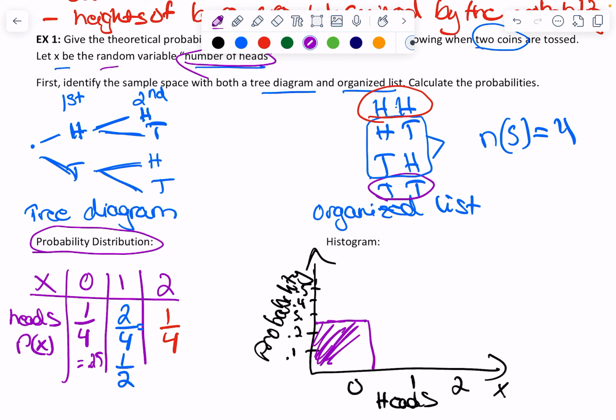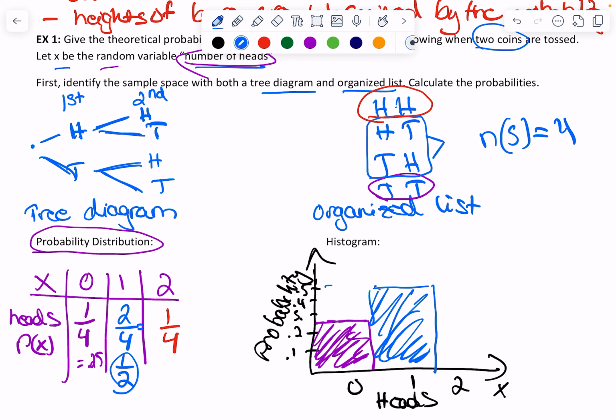That's our 0. For 1, we have 1/2. So that's going to be over here. And now trying to make sure that my bars are the same width. And again, in a histogram, they touch. And then 2 is again 1/4, so somewhere here, like this. That's a histogram of tossing 2 coins. Okay, so let's move on.